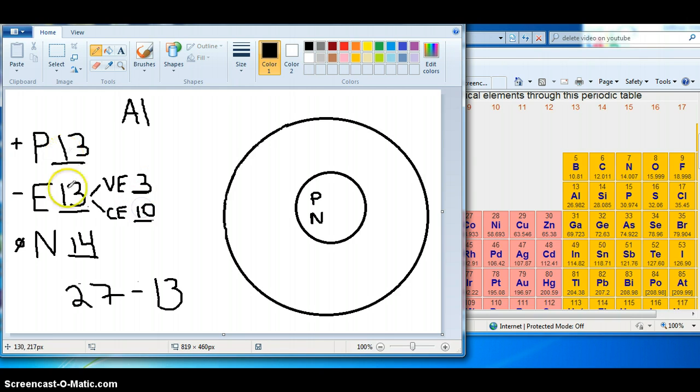Now that we have all our numbers, we can go ahead and put them in our model. We know it has 13 protons. Just going to write that in. 14 neutrons. We're going to draw our 3 valence electrons, 1, 2, 3, and put our 10 electrons in the cloud. And there is a model of the atom aluminum.